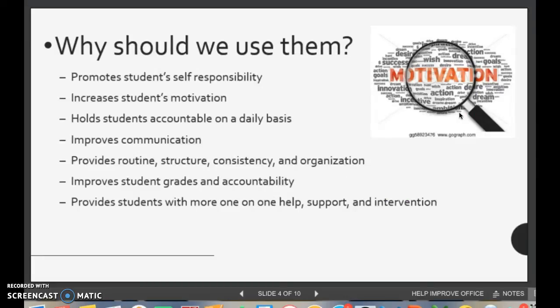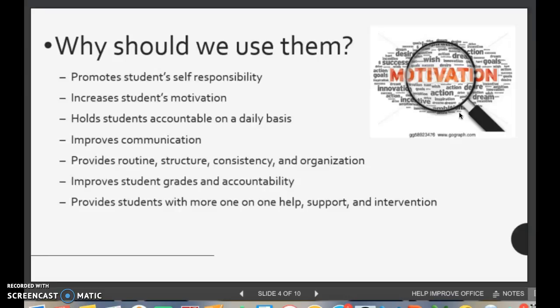Why should we use them? Like I talked about just before, it promotes responsibility, increases their motivation. So typically, it motivates them to either increase or decrease this behavior that the teacher's wanting from them, because typically we would like to set goals for the amount of times this student increases or decreases that behavior, whether it's throughout the day, throughout the week, or throughout that class period. It holds them accountable on a daily basis for the behaviors that they've shown.